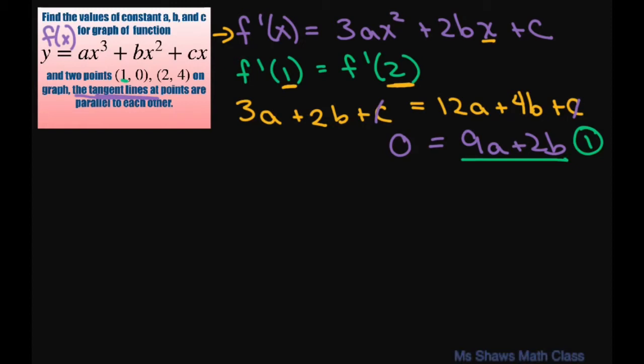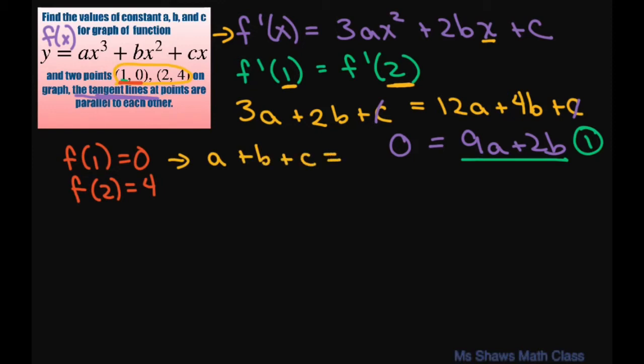The next thing I know is that I'm going to rewrite these points. So I know that f of 1 equals 0, a different way of writing (1, 0). I also know that f of 2 equals 4. So I'm going to set those in place here. If I substitute in 1 and get 0, I'm going to get a plus b plus c equals 0. So that's for this one.